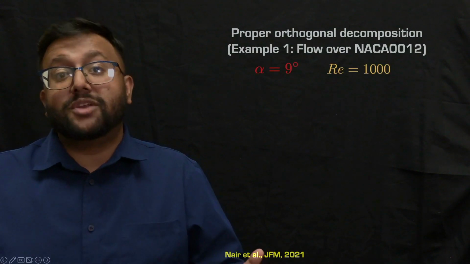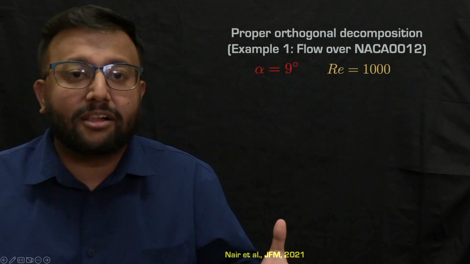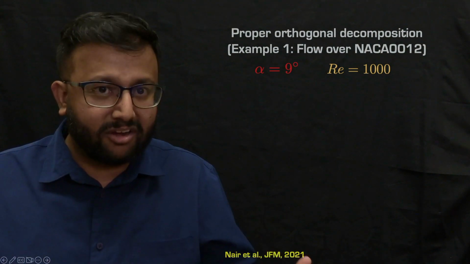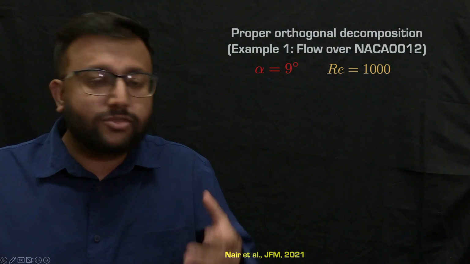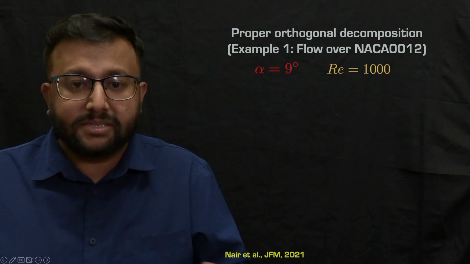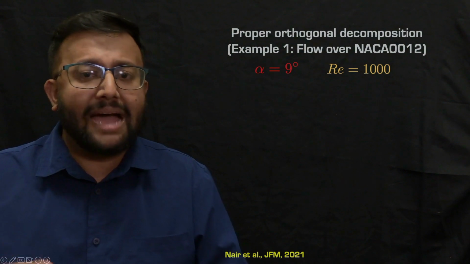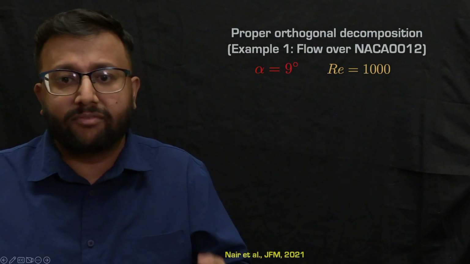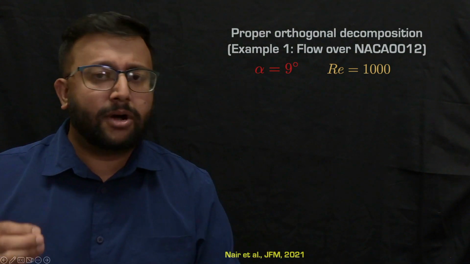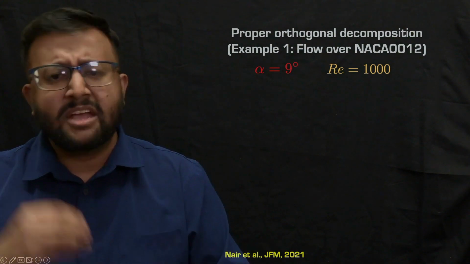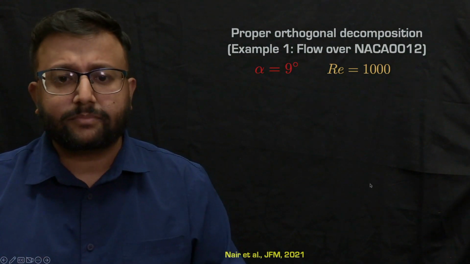All right, so now we know the mathematical framework behind proper orthogonal decomposition, and we can apply it to some examples. So let's first look at an example of a flow past a NACA 0012 airfoil at a Reynolds number of 1000. Okay, so this is a low Reynolds number.